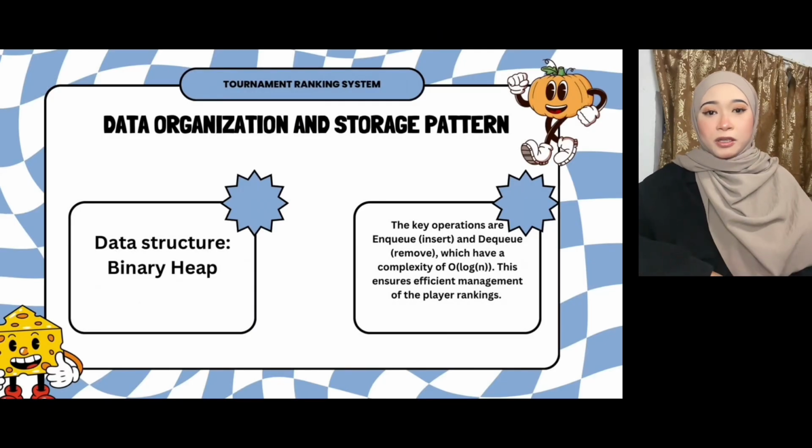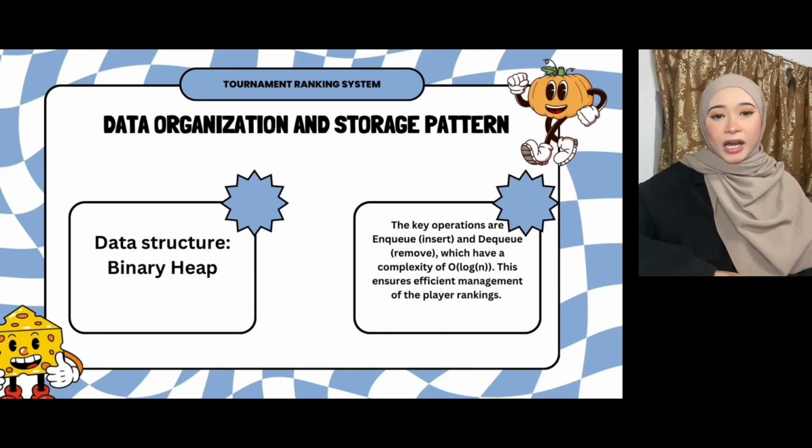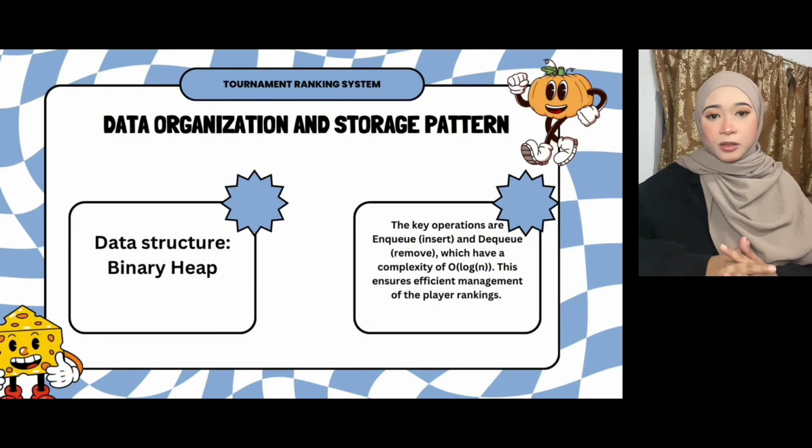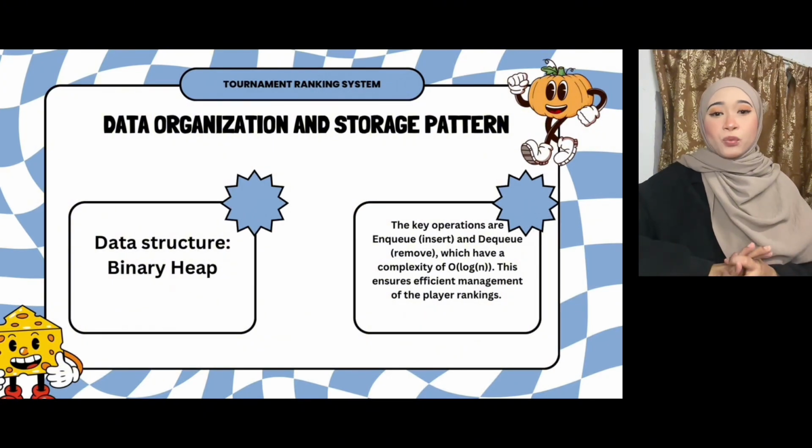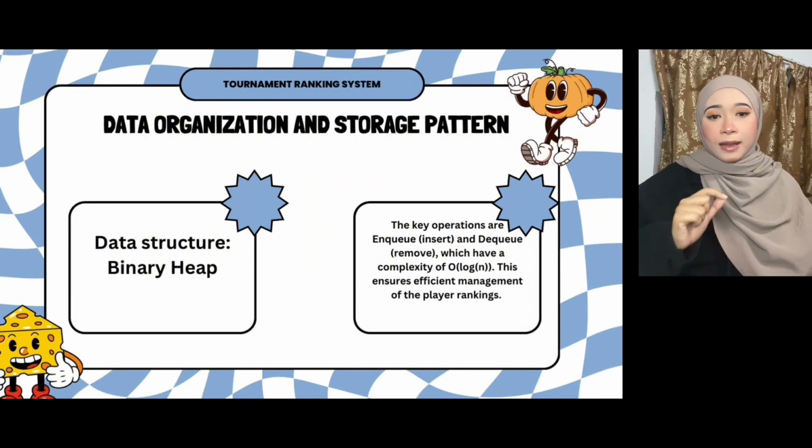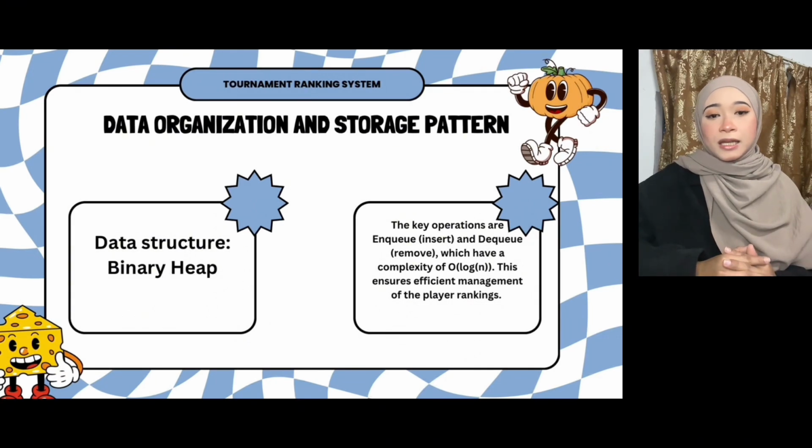Hi everyone, my name is MUNIRAH binti MUNIR. So today I will talk about how our tournament ranking system works behind the scenes. Basically, we use something called a binary heap to organize and store player rankings. There are two main operations we do, enqueue and dequeue. Enqueue is adding new data, while dequeue is removing data. Both of these are super quick because the binary heap works in O(log n). In simpler terms, it keeps everything running smoothly even if we have a ton of players.